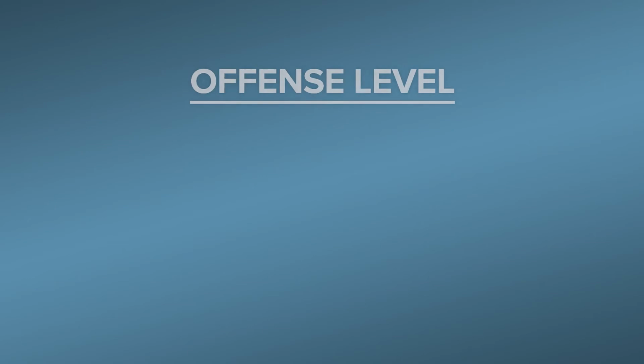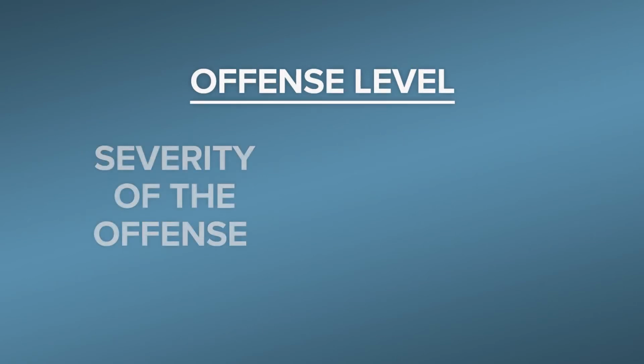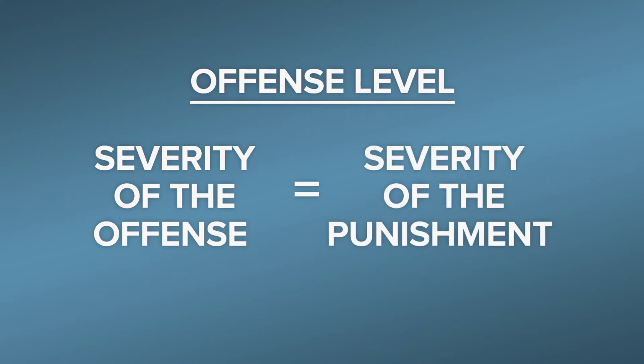That's because a lot of offenses that have the same name or same title can be punished at different levels. That's why it's important to speak to an attorney to fully understand the offense level of your particular charge and what that entails. One way to describe an offense level is to say that it basically has to do with the severity of the offense and consequently the severity of the punishment.